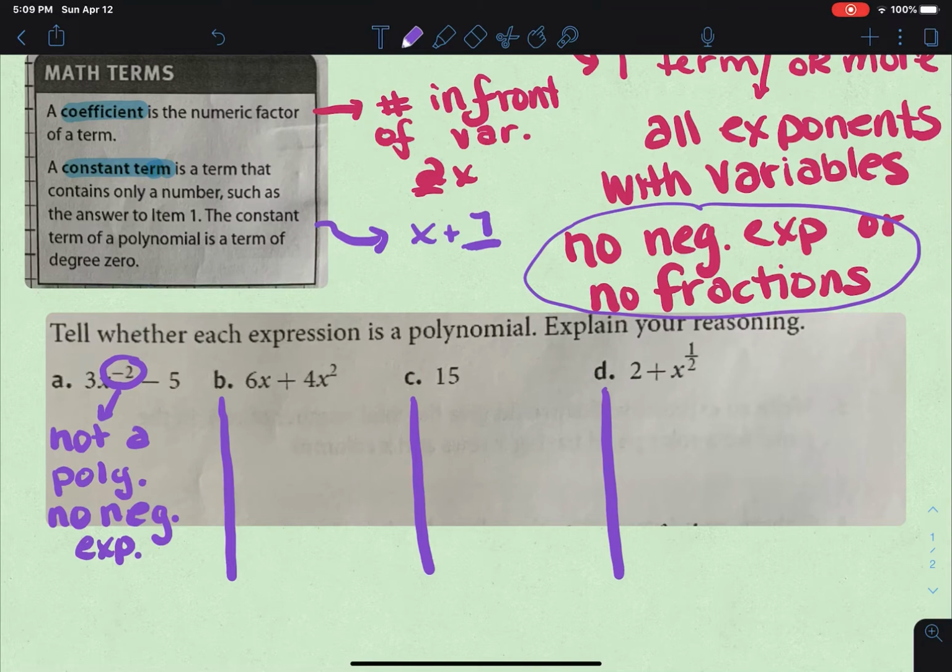Now the next one is 6x plus 4x squared. So first of all, I can see one exponent that's here. Is that 2? That's a whole number, no problem. With the x, there's no number there, and remember, like we said before, if there's no value there, you assume there's a 1. So you have 1 and 2 as your exponents, so both are whole numbers. So yes, it is a polynomial.